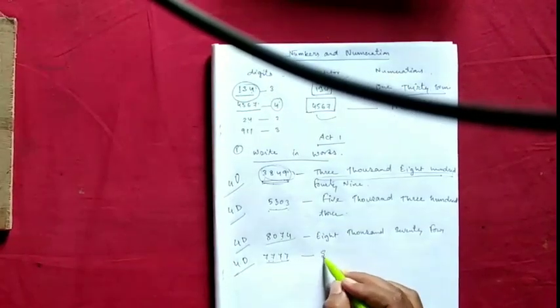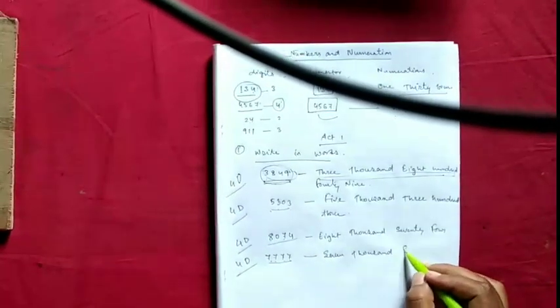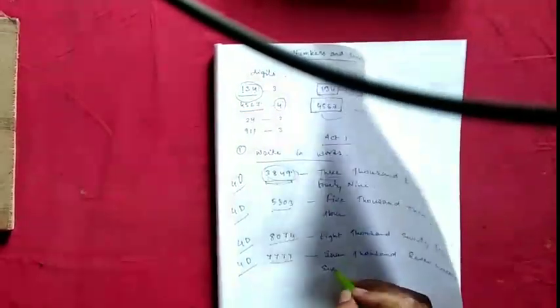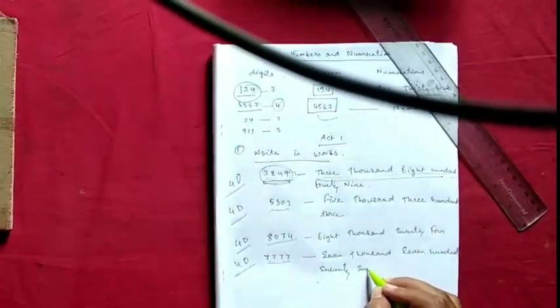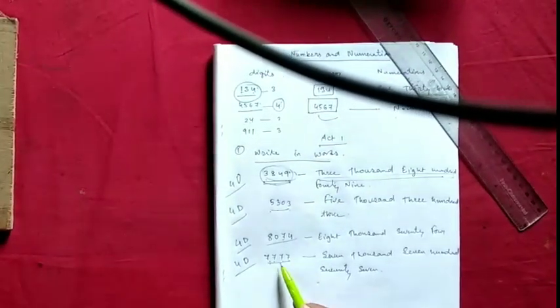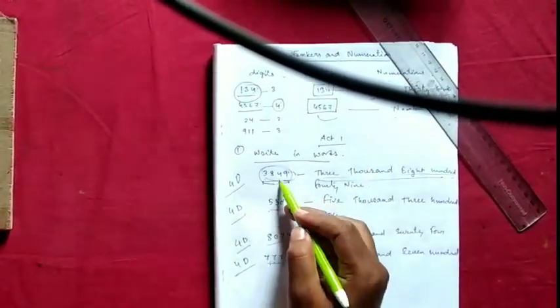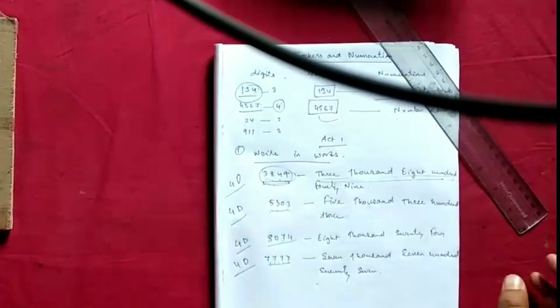Next one is this last one. 7,777. Seven thousand, seven hundred, seventy-seven. Sorry, this one is disturbing. This is called 7,777. So the number name or words are written. All of these are given as numerators, and we have written numerations there.